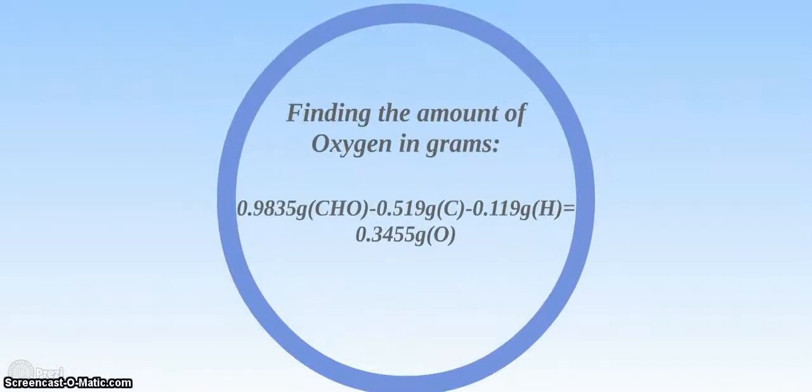Now that we know the grams of carbon and hydrogen, which is 0.519 gram and 0.119 gram respectively, we subtract both of these masses from the mass of the sample, which is 0.9835 grams. This will give us the grams of the oxygen in the reaction. We find that we have 0.3455 grams of oxygen.